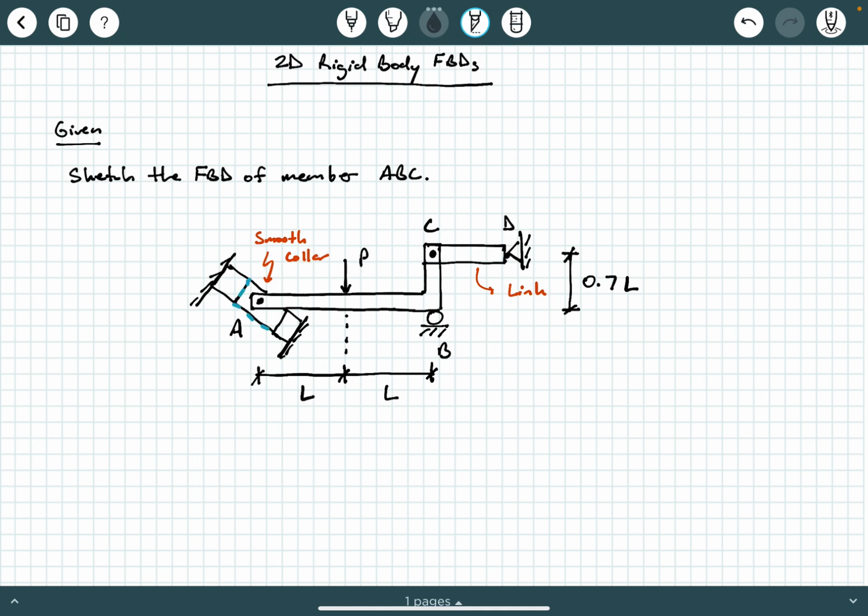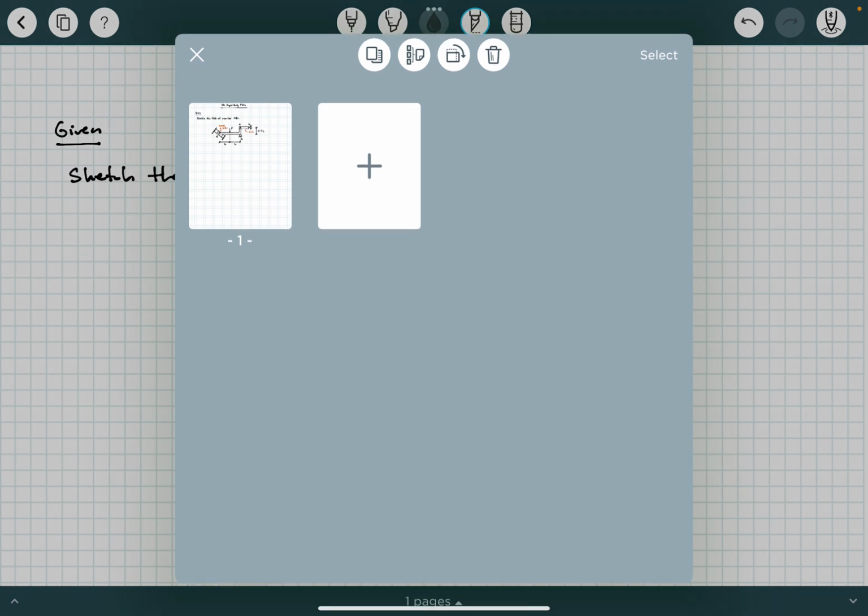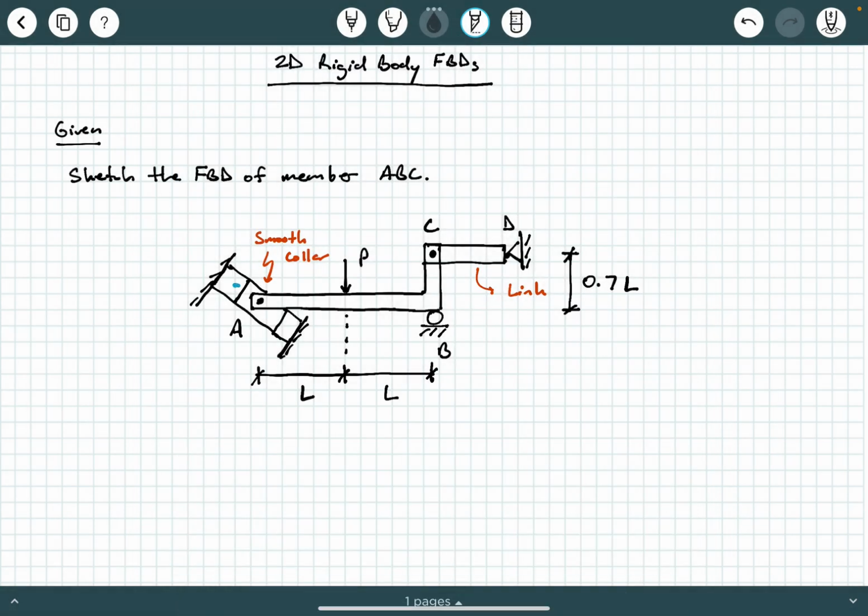So we see this rectangular block right here is the smooth collar, and that smooth collar is allowed to slide or translate on this shaft, okay? Now, because we see this little pin here, this little black dot, that also indicates that this member could rotate here as well, all right? Now, point B is a roller. We're pretty familiar with those by now.